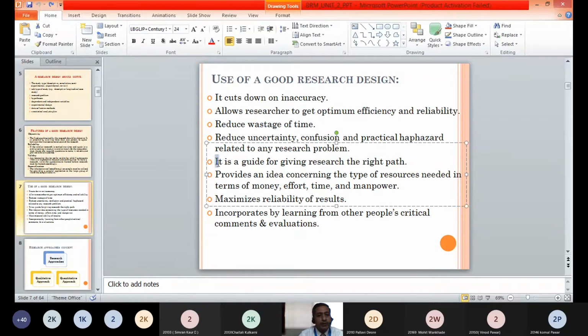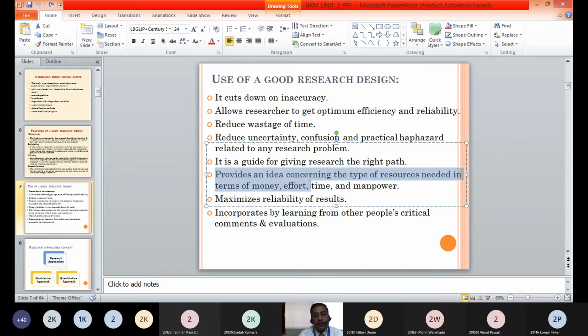Then after that, it is a guide for giving research the right path. It is a plan for giving the right direction. So once a good research design is in place, it acts as a guide or a reference for the researcher to conduct that particular research.